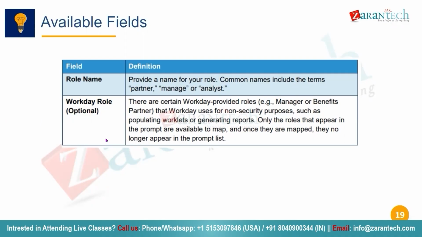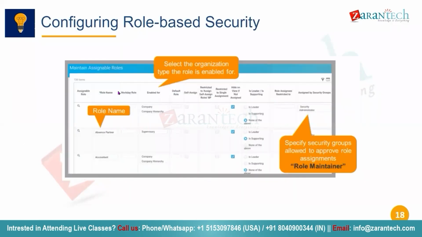And Workday role. So there are certain Workday provided roles, like directly the manager or benefit partner, you can provide, that Workday uses for non-security purposes, such as populating workload or generating reports. So only the roles that appear in the prompt are available to map. And once they are mapped, they no longer appear in the prompt list. It means when you are Workday roles, here it is mentioned the Workday role.